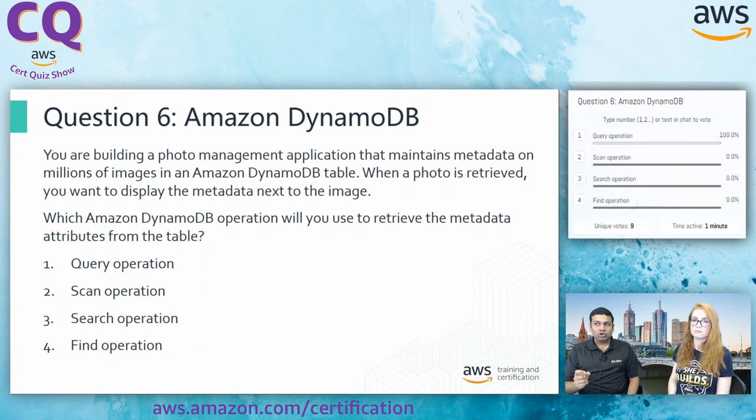If you know which key you're interested in, getting the attributes would be easy. Now, options 3 and 4, there is no option like that. A search operation, a find operation doesn't exist. We're left with options 1, a query, and 2, a scan. What's the main difference? A scan is used to search the entire table, especially when you don't have some attribute which is indexed, like a primary key. That's when you would use it. But here in this question, you have the required information which is indexed already, and therefore query would be a better option, I feel.